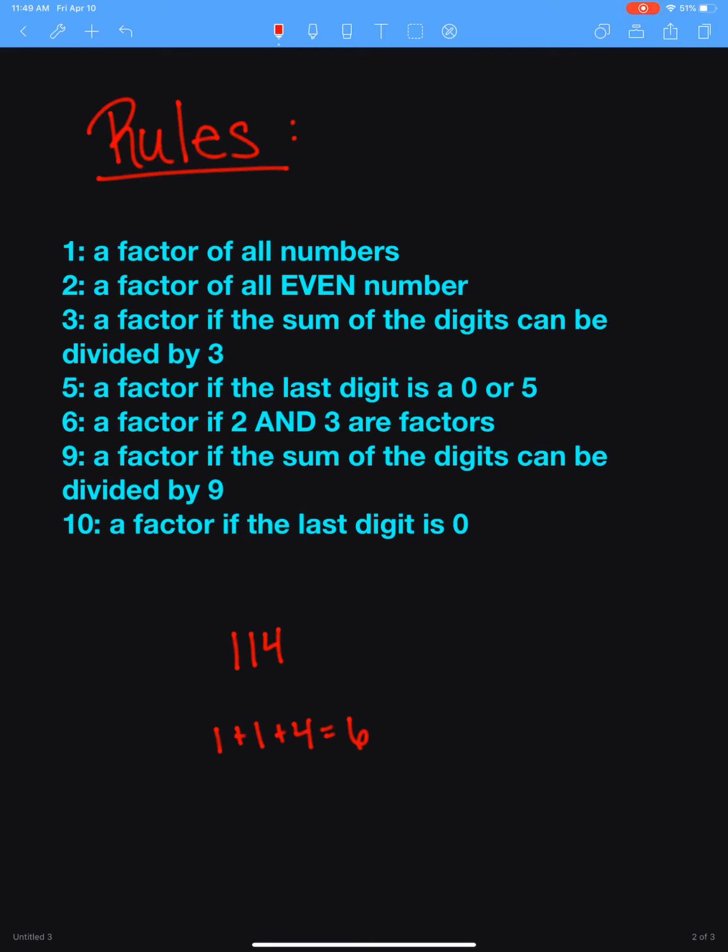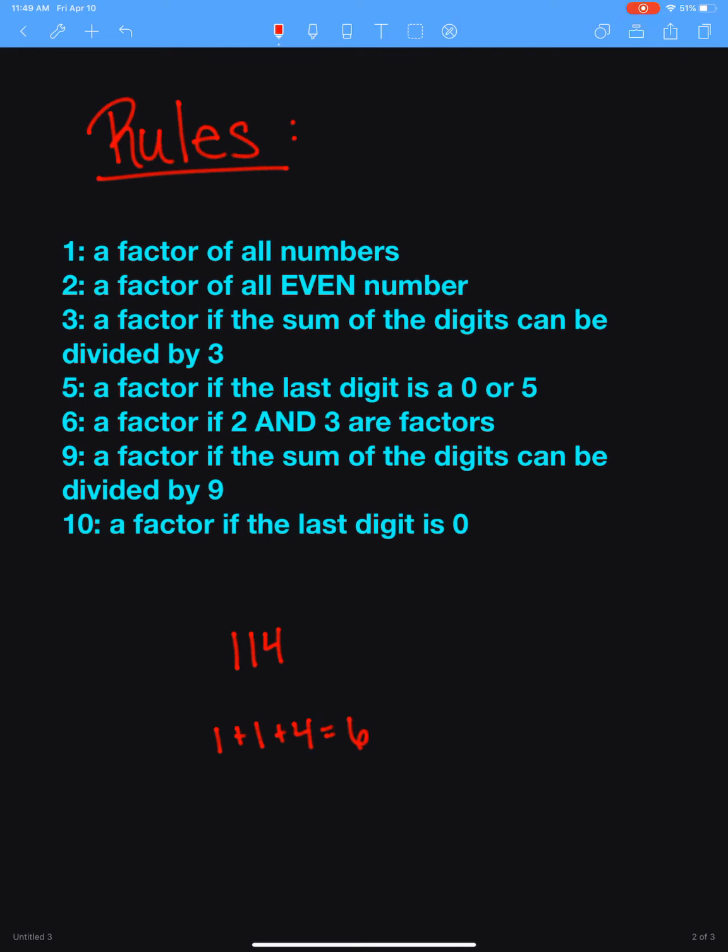5 is a factor if the last digit is a 0 or a 5. 6 is a factor if both 2 and 3 are factors. So if you already checked your number and you know that 2 is a factor and 3 is a factor, then 6 will also be a factor. 9 is a factor if the sum of the digits can be divided by 9. Just like with 3, you have to look at your individual digits in your number, add them up, and see if you can divide that number by 9. And then finally, 10 is a factor if the last digit is a 0, only a 0 for 10.